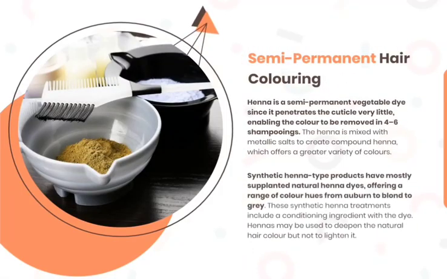Henna is a semi-permanent vegetable dye since it penetrates the cuticle very little, enabling the color to be removed in 4 to 6 shampooings. The henna is mixed with metallic salts to create compound henna, which offers a greater variety of colors. Synthetic henna-type products have mostly supplanted natural henna dyes, offering a range of color hues from auburn to blonde to gray. These synthetic henna treatments include a conditioning ingredient with the dye. Hennas may be used to deepen the natural hair color, but not to lighten it.